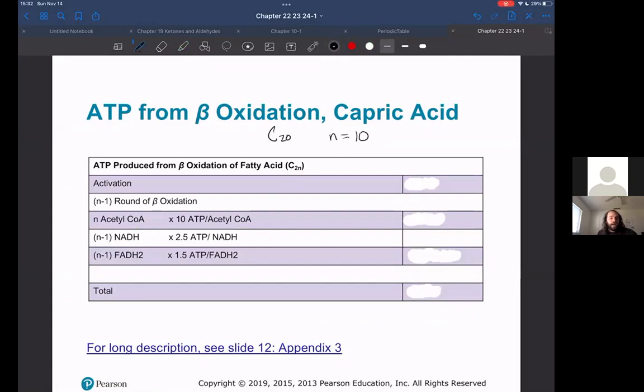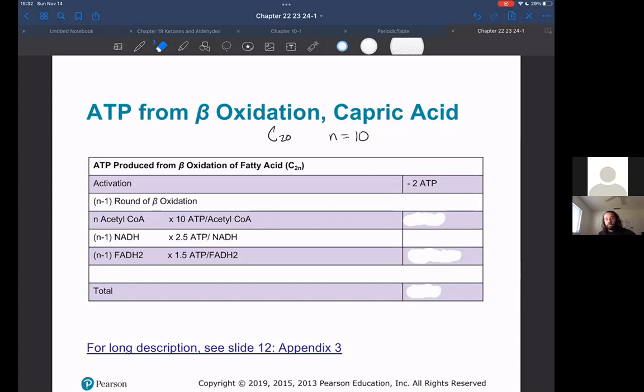If you had a 2N-carbon fatty acid, first of all, what's going to be the investment that you have to make in terms of activation? That's always going to be the same no matter the length of the fatty acid. You're going to have to input 2 ATPs, right? Now, if it's a C2N length fatty acid, we said that it would require N-1 rounds of beta oxidation. Those N-1 rounds would create N acetyl-CoAs.